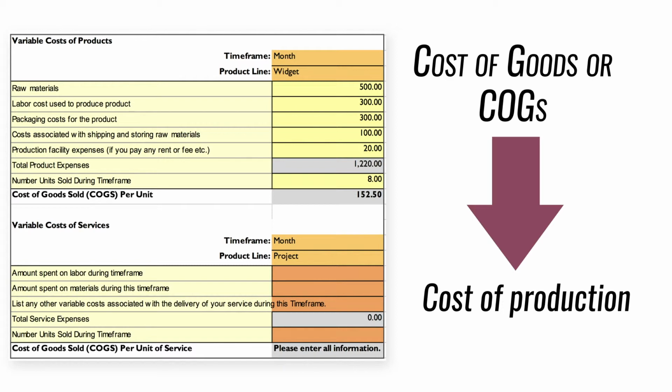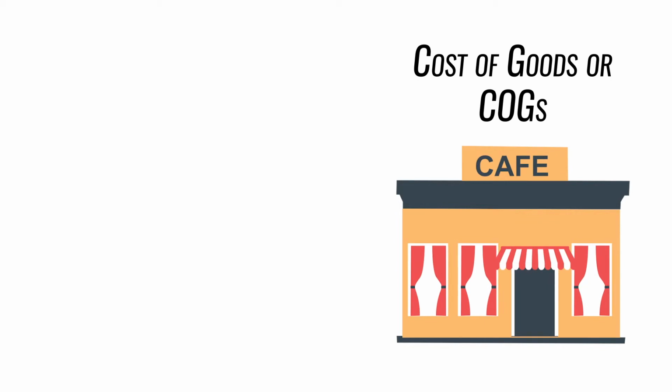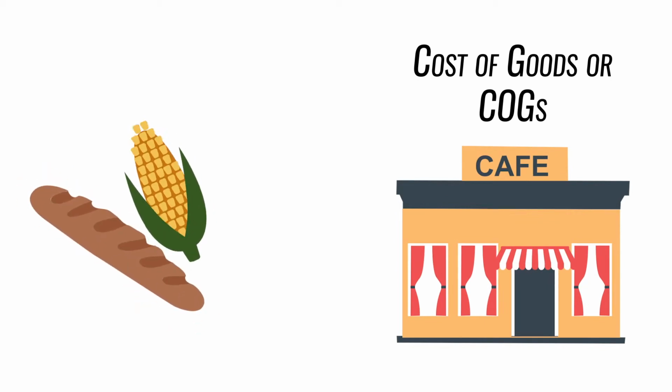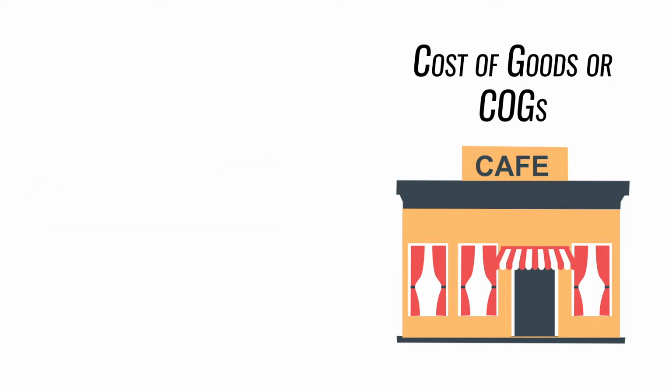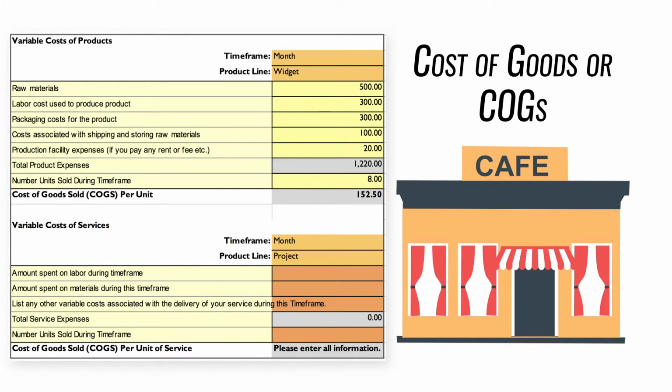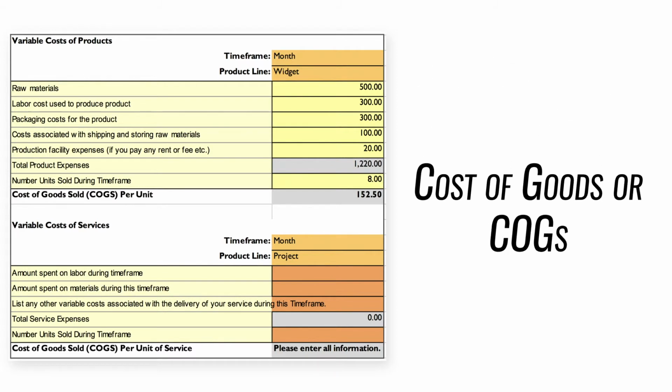Imagine you are setting up a sandwich shop. You need to estimate the cost of raw materials such as bread, vegetables, meat, and cheese. Next, estimate the cost of packaging each of these sandwiches. Do you pay any rent for the sandwich shop? All these make up your cost of goods or COGS.